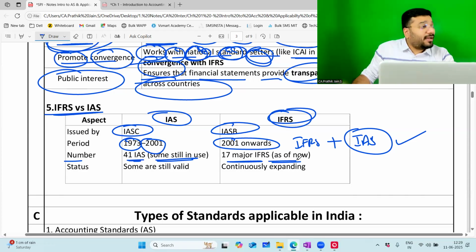Sir, is IFRS there in our inter syllabus? No. Is IFRS there in the final syllabus? No. Is IAS there in our syllabus? No. Then why are we studying this, sir? Because the introduction part of this is there in your intermediate. The in-depth part, what IFRS standards are and what IAS standards are at the applicability level, is not there. Am I loud and clear? But you need to know the history, no?